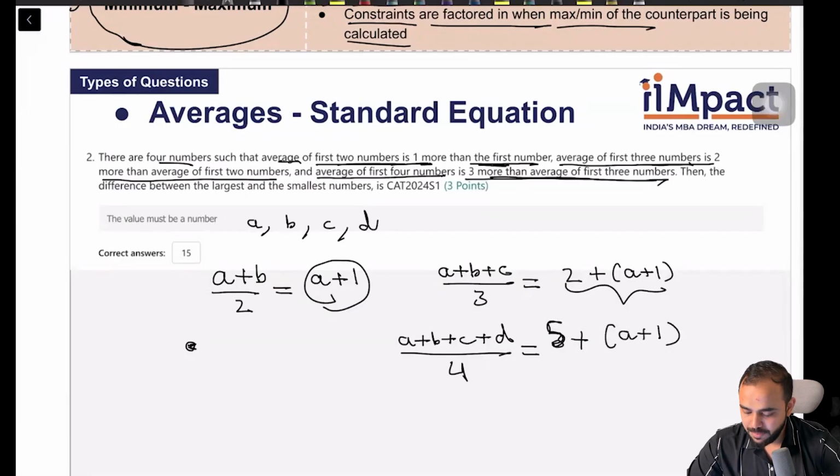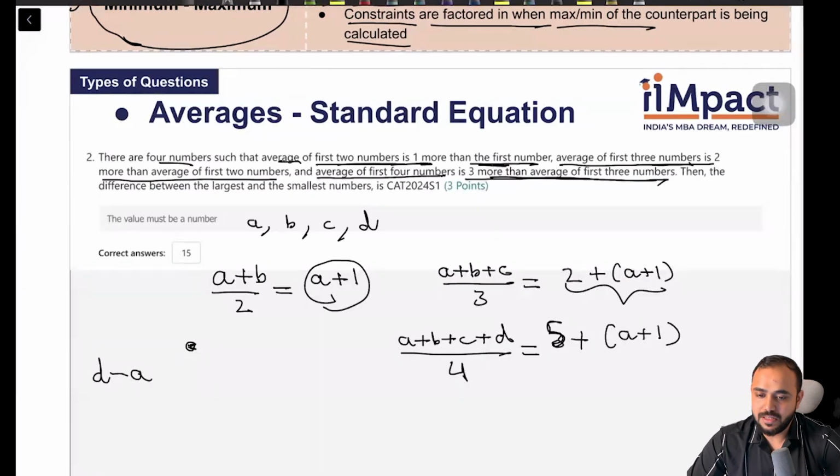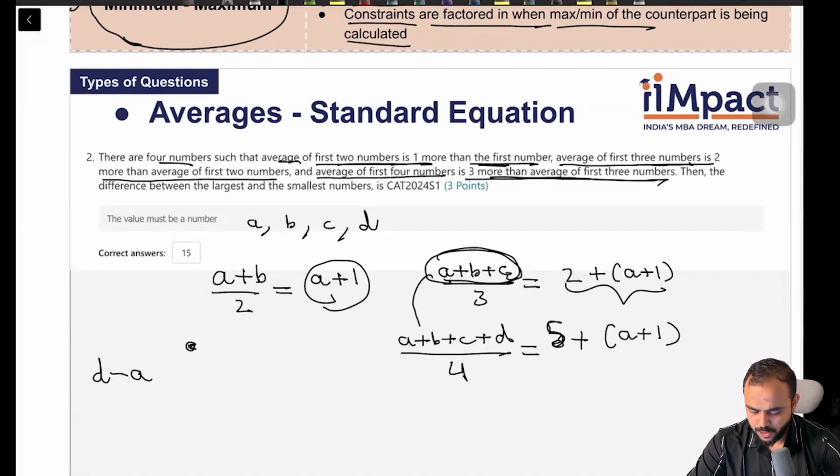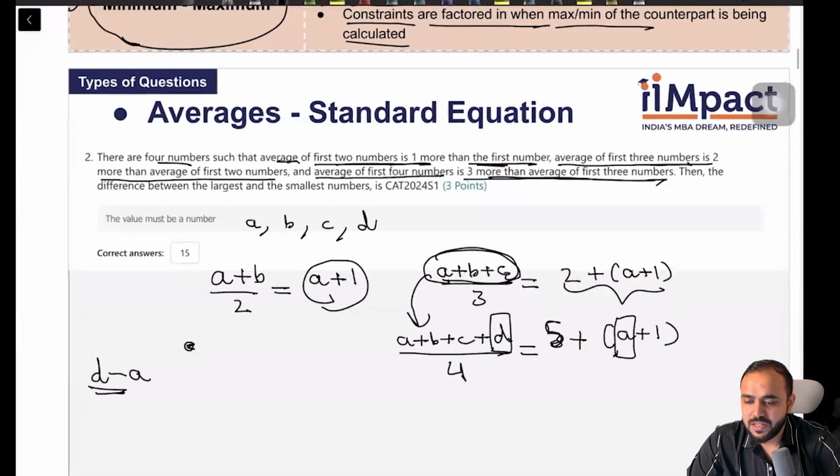Now, what they are asking me is the difference between the largest and the smallest number, which means they want me to find d minus a, which also means that I don't really want to deal with b and c. I only want to deal with d and a. Now, the best way to do that is if I put a + b + c from this equation into this equation, I will have d remaining on the left side and a remaining on the right side, and hopefully they will align in such a way that d minus a directly comes out.